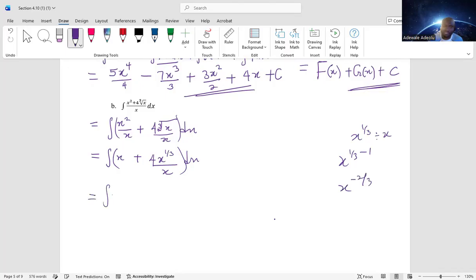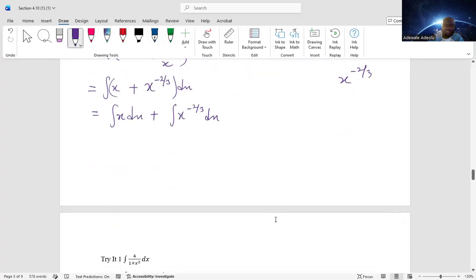So we have the integral of x plus x to the negative 2 over 3 dx. By the property we just learned, we can separate them. So that is the integral of x dx plus the integral of x to the negative 2 over 3 dx. Now we find the antiderivative using the power rule.